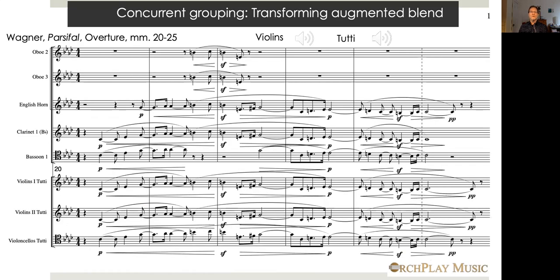Here's another example of a transforming blend in which the participating instruments evolve over time. In this case, from Wagner's Parsifal Overture, the violin timbre dominates. Well, let's listen to that alone first.